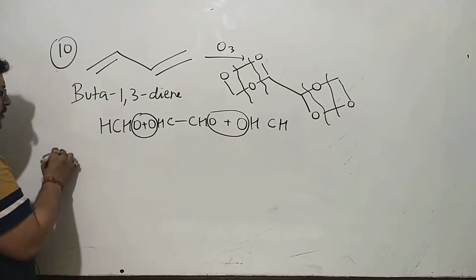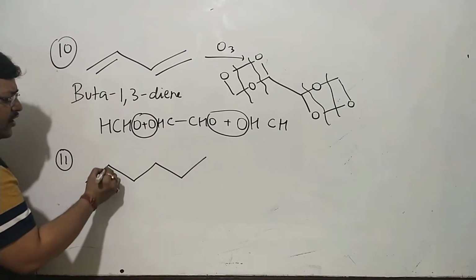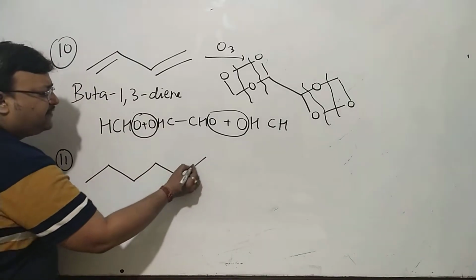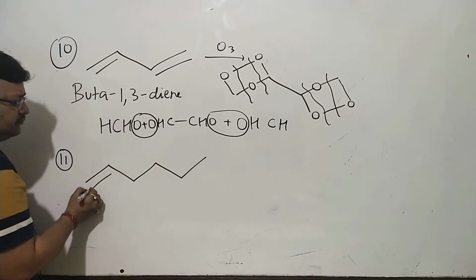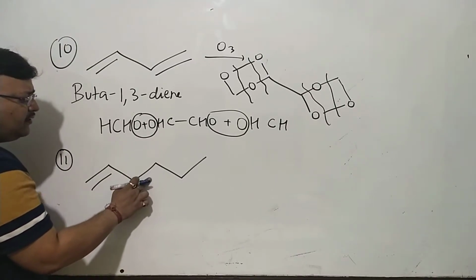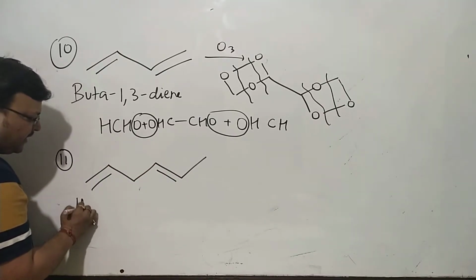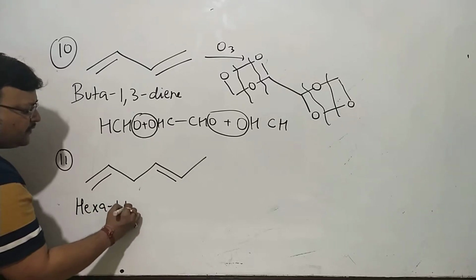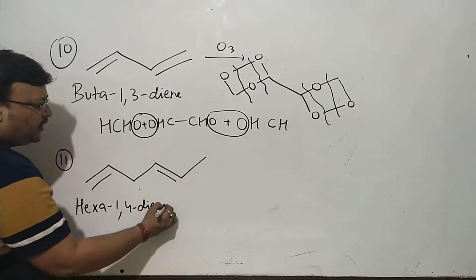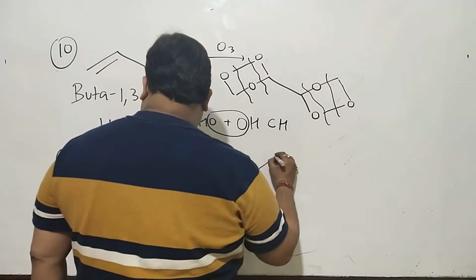We can talk about maybe along the chain, 1, 2, 3, 4, 5, 6. Say hexa-1,3-diene. We can talk about hexa-1,4-diene. 1, 2, 3, 4, 5, 6. I'm naming it hexa-1,4-diene. And yet, what I do is I draw the ozonide, the diozonide.